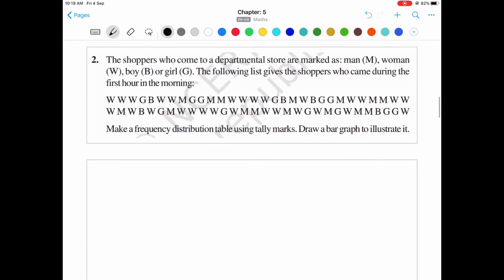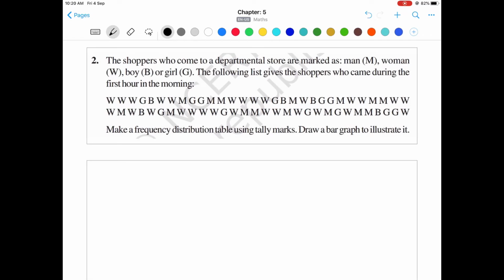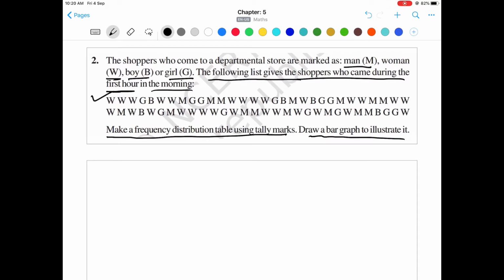Now moving to the next question, we have the shoppers who come to a departmental store are marked as: men are marked as M, women are marked as W, boys are marked as B, and girls are marked as G. All the letters in capital letter form. The following list gives the shoppers who came during the first hour in the morning. Since the shop opens in the morning, this gives the data of the number of shoppers visiting the departmental store. So we are asked first to make a frequency distribution table using tally marks, and then to draw the bar graph to illustrate it.